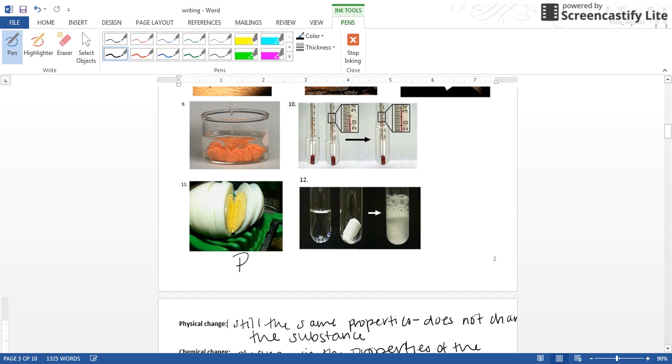This one here, we're mixing these 2 things, and this is the result. If you look at this, all of a sudden there's a lot of gas being given off here. So that's one of the indicators, if there's gas produced, that you're looking at a chemical change.